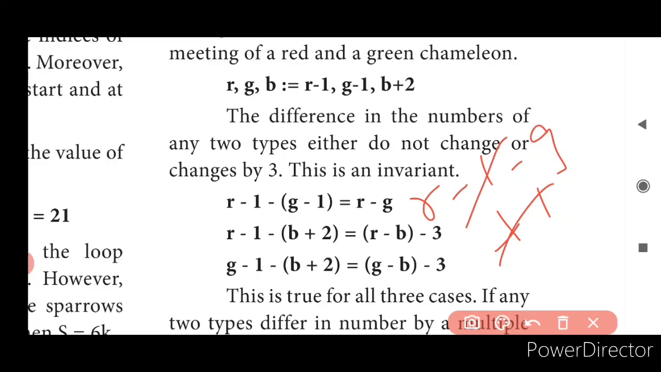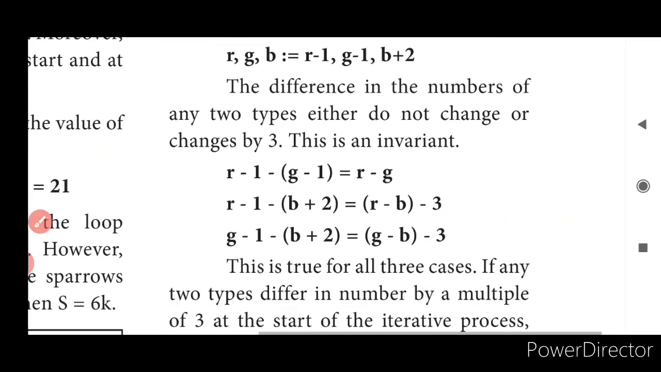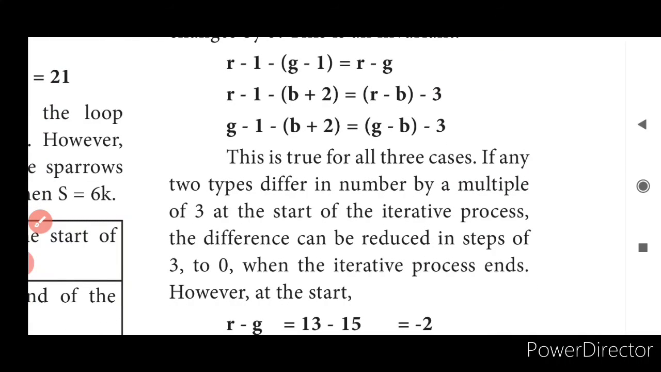Yes, R minus 1, and again B will be added with 2, isn't it? So R minus B minus 3. This is how it just continues. This is true for all three cases. If any two different types differ in numbers by a multiple of 3 at the start of the iterative process, the difference can be reduced in steps of 3 to 0 when the iterative process ends.